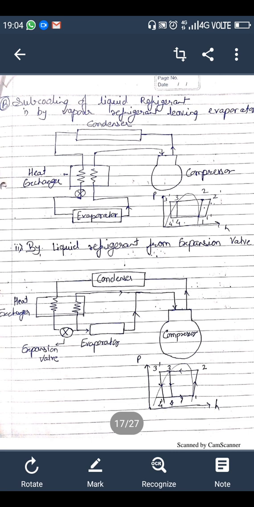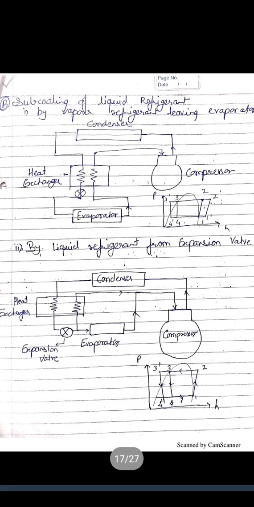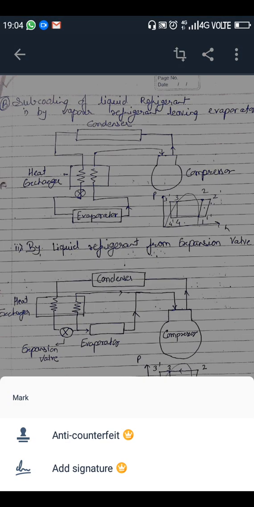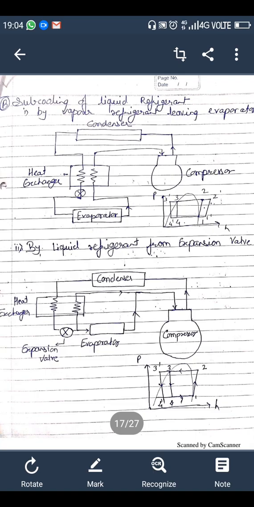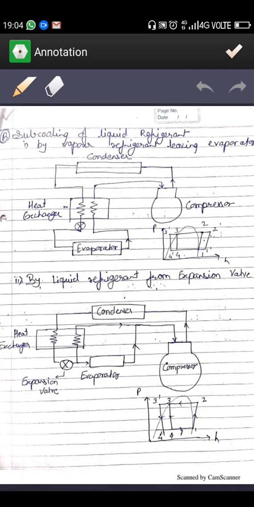Similarly, we can produce this by producing subcooling. I already covered this in the thermal analysis of the cycle. By producing subcooling, the refrigerating effect increases. Normally the refrigerating effect is 4 to 1, but after producing subcooling of 3 to 3 dash, we get a refrigerating effect from 4 to 1. So you can see in this diagram also that the refrigerating effect increases.